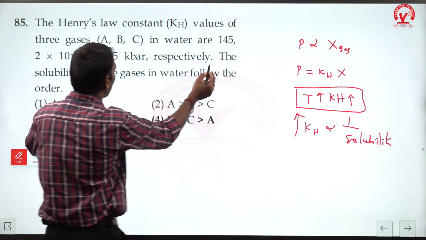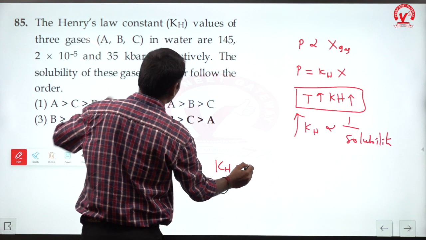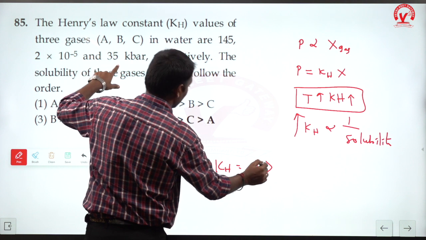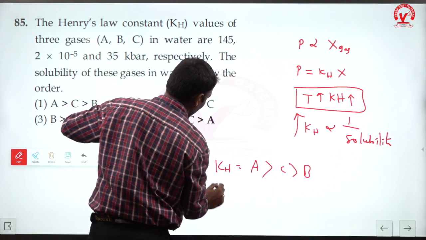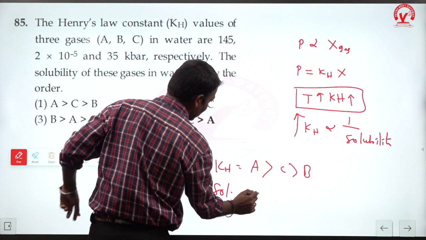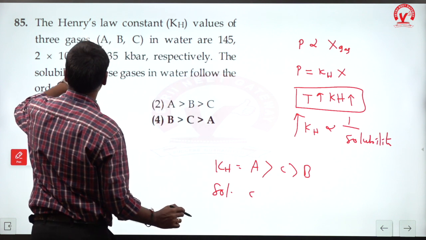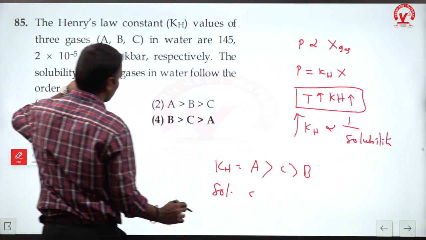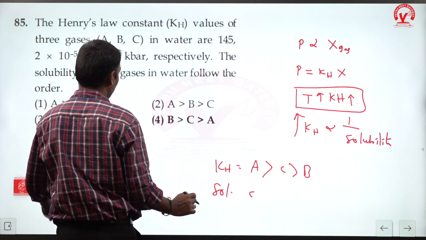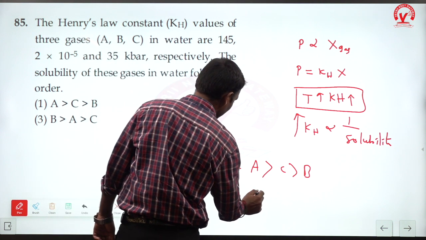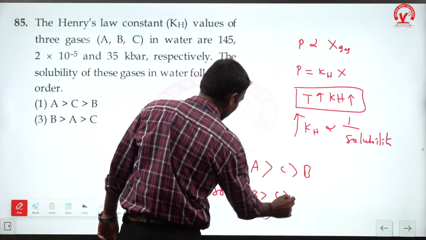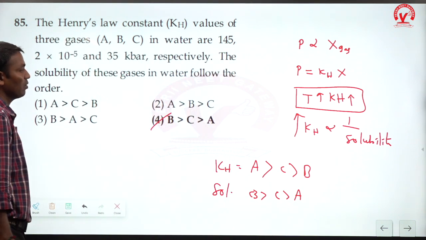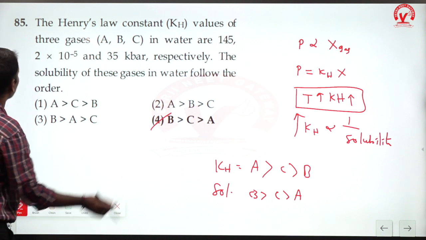So for the KH values we have the KH order: A is more, 145, then C, then B. So the KH order is A, C, B. Then solubility is in the opposite order, that is B, C, A, which is option 4. KH value and solubility are inversely proportional, right? Then move on to the next question.